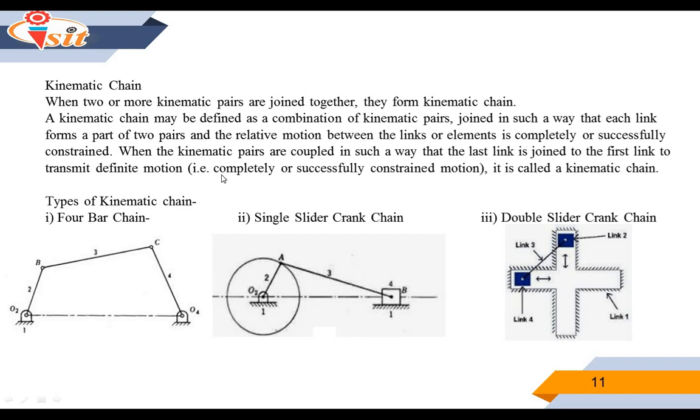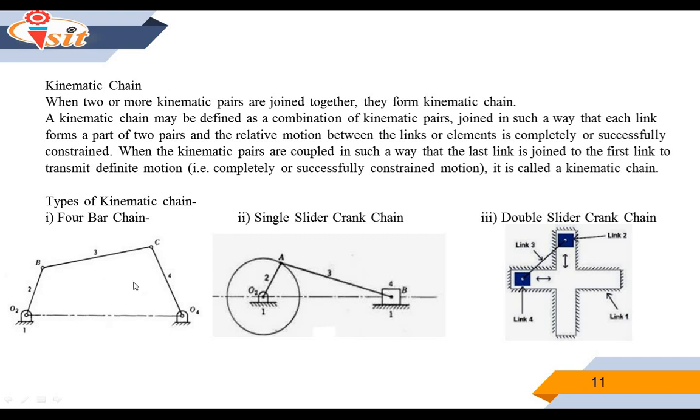So when the kinematic pairs are coupled in such a way that the last link is joined to the first link to transmit the definite motion, so that motion is completely or successfully constrained motion, that is called a kinematic chain. So here there are some types of kinematic chain, that is four bar chain, single slider crank chain and double slider crank chain. We see them one by one. First type, that is four bar chain.